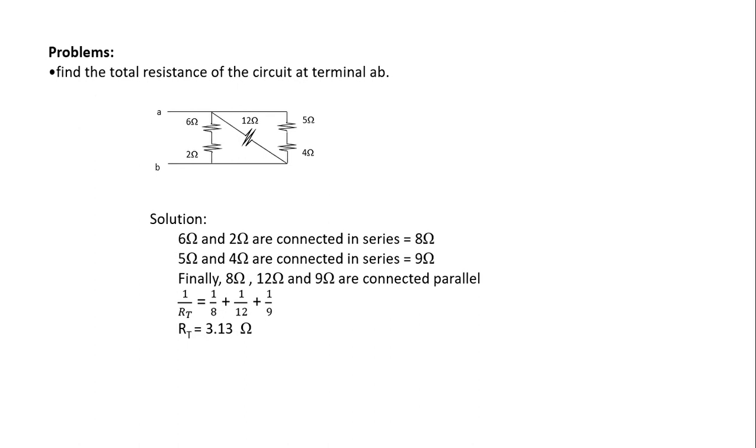So the 8, 9, and 12 ohms in the circuit are connected in parallel. So I use the parallel property, and that will give us the reciprocal sum. 1 over R total is equal to 1/8 plus 1 over 12 plus 1 over 9. So take the sum, then take the reciprocal using your calculator, and it will give us an answer. R total is equal to 3.13 ohms.